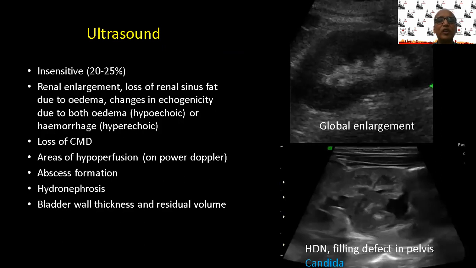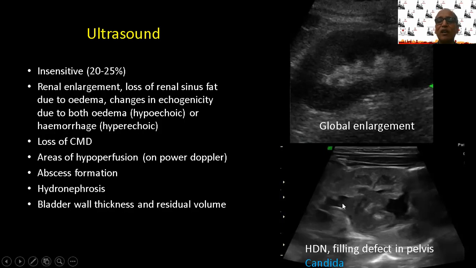Now, in the setting of acute pyelonephritis, you could have an enlarged kidney like this with blurring of the corticomedullary differentiation, reduced echotexture. If it's a complicated one, you could have perinephric collections or renal abscesses, but you should understand that ultrasound is insensitive in diagnosing acute pyelonephritis. Its sensitivity is only up to 20 to 25%.